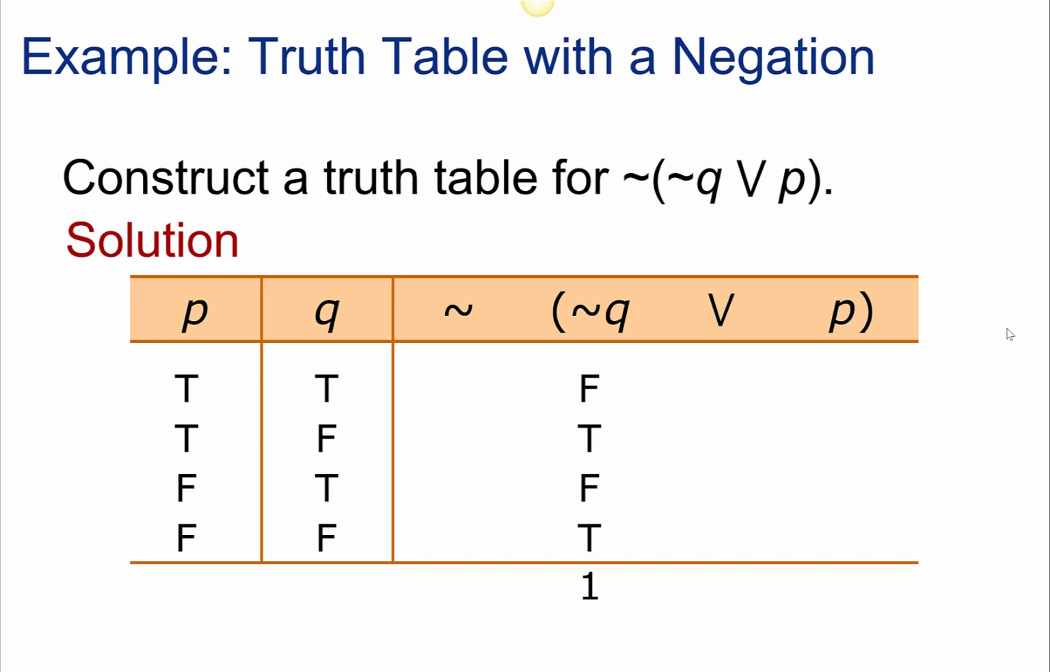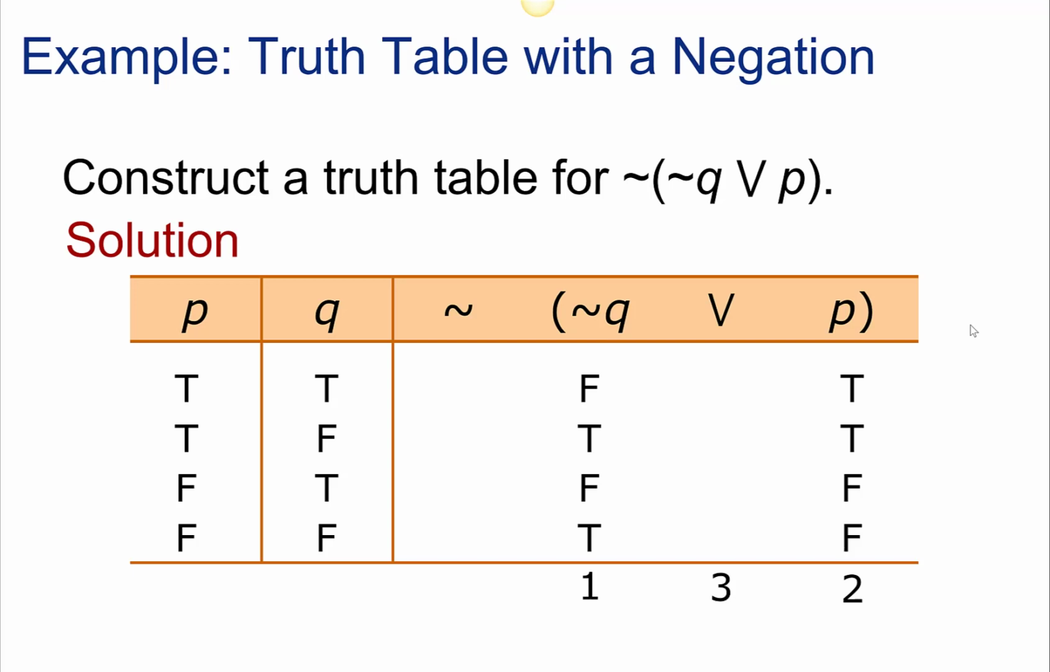And so you can see, instead of seeing true, false, we see false, true, false, true. Then I'm going to go over to the P column, and I'm going to bring over the truth values that are shown in the left-hand column for P. And those are true, true, false, false.